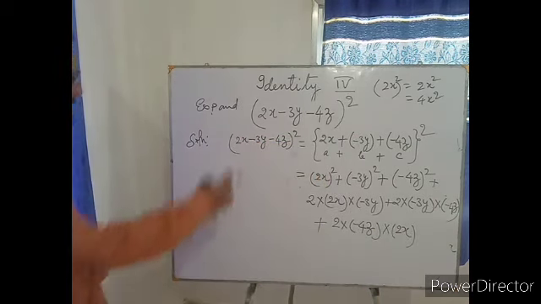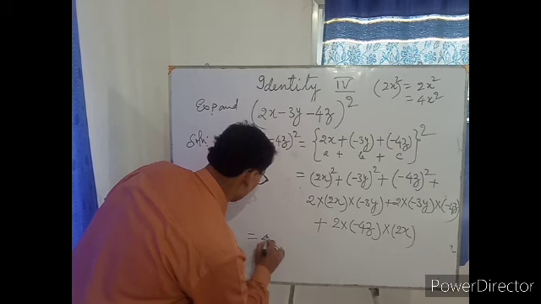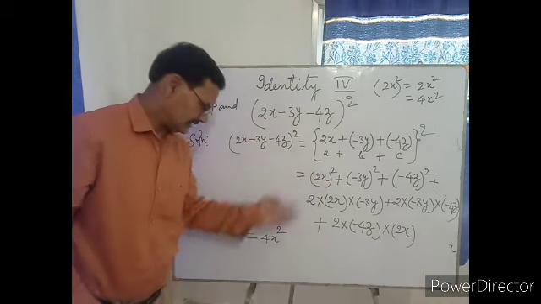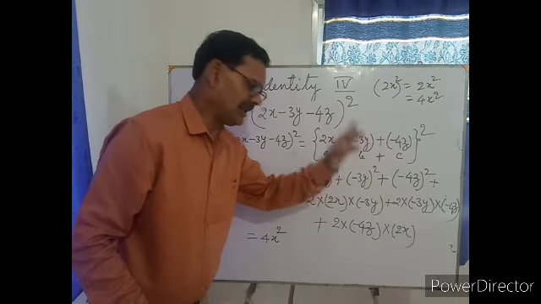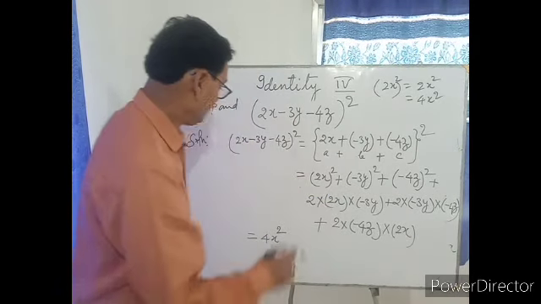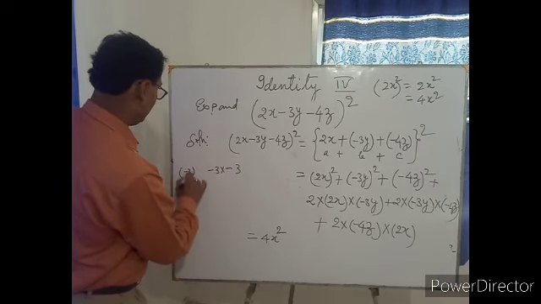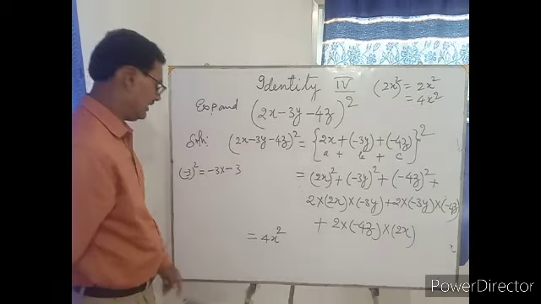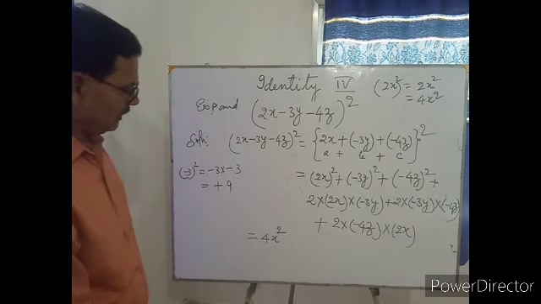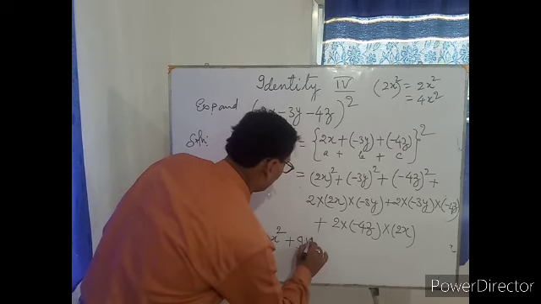Clear? Now you will have 2x whole square. It will give you 4x square. Any problem? Square of 2 is equal to 4 and square of x is x square. Now here see, (minus 3y) square. What is the square of minus 3? You may see minus 3 into minus 3. Minus 3 square is equal to minus 3 into minus 3. And what is this, you know? Minus into minus is plus, 3 threes are 9. So it is clear, it will give you plus 9y square.